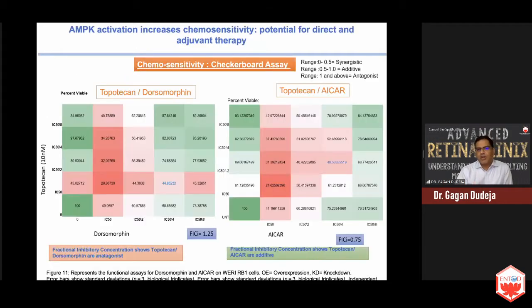So now, if you remember, one more question we had: can we use this with our current chemotherapeutic regimens, because of toxicity or for better efficacy? So for that, we do a topotecan and dorsomorphin checkerboard assay. A checkerboard assay tells us whether the two medicines, or molecules, we are using are synergistic, additive, or antagonistic. Here, with topotecan and dorsomorphin, the FICI value is 1.25, which is above 1, and it's an antagonist behavior. Here with topotecan and ICAR, we have an FICI of 0.75, which is additive. So we conclude here that topotecan and ICAR can work together for suppressing retinoblastoma tumor.